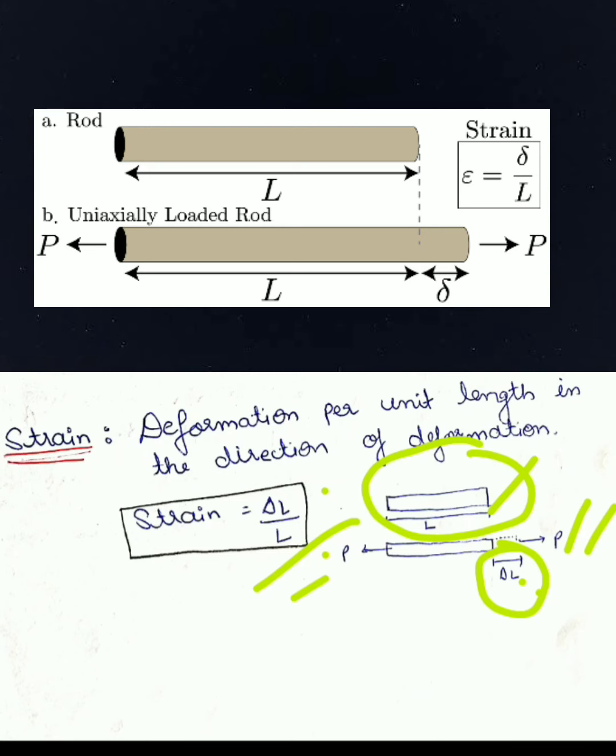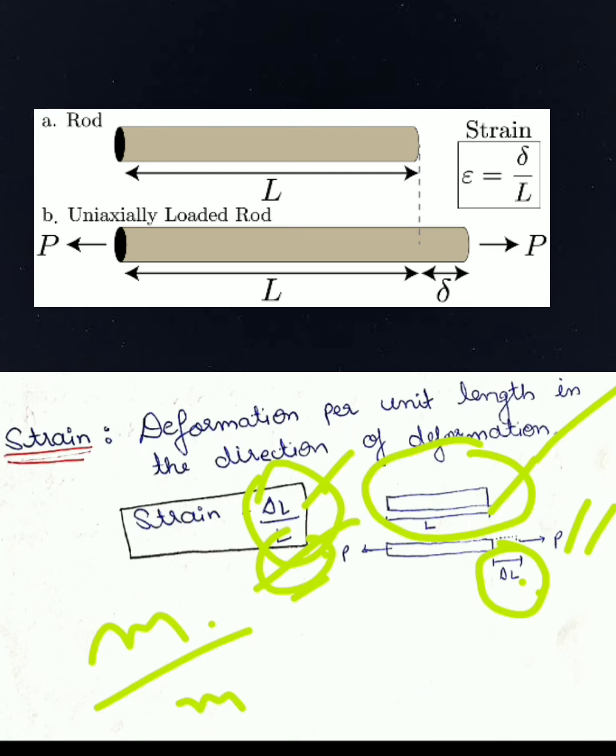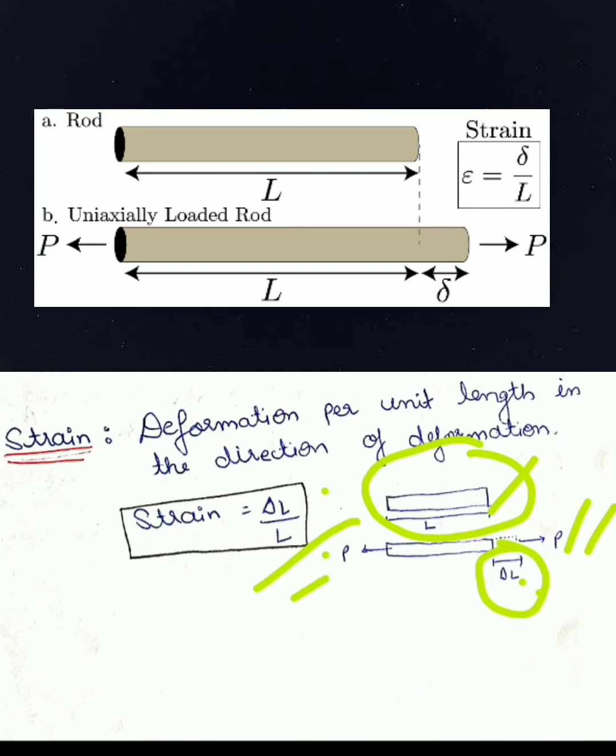So stress is resistance offered by the body to the deformation, and the strain is deformation per unit length in the direction of deformation, and its unit: the unit of length is meter, change in length is meter and actual length is meter, so it will cancel out. So there is no unit of strain. Strain is unitless, right?